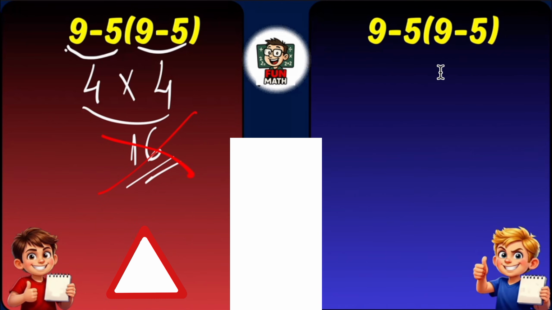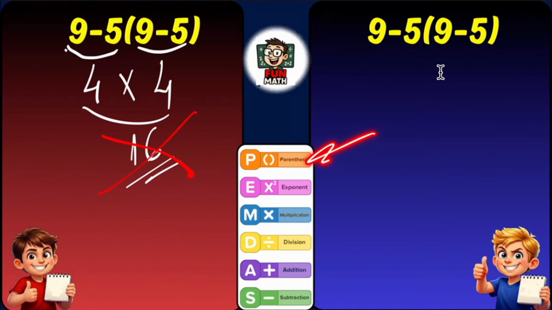Because when solving the problem, we should have paid attention to the order of operations. The order of operations is PEMDAS. P stands for parentheses, E stands for exponent, M stands for multiplication, D stands for division, A stands for addition, S stands for subtraction. Here we have another rule.